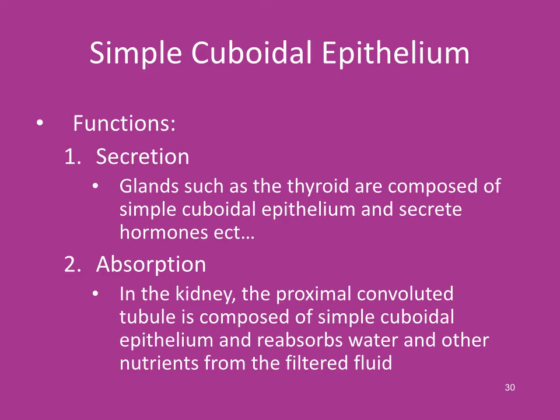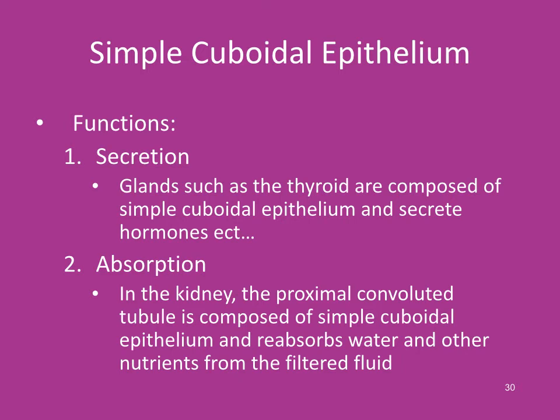Well, a lot of glands are simple cuboidal. For example, the thyroid gland. I'll show you some pictures of thyroid gland in a minute. It's a beautiful example of simple cuboidal epithelium. They secrete hormones. They in the kidney, in those tubules that we were just looking at, they absorb simple things and they excrete simple things.